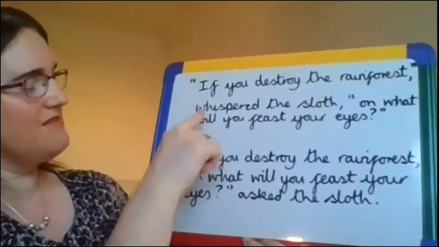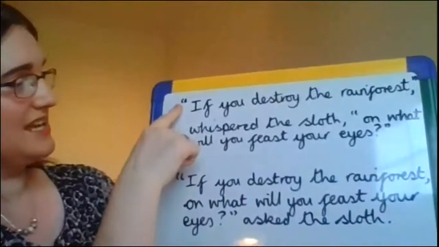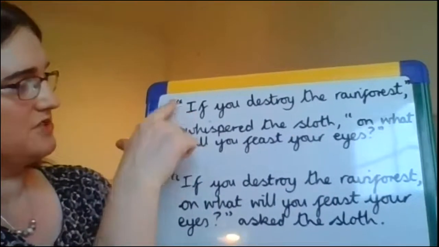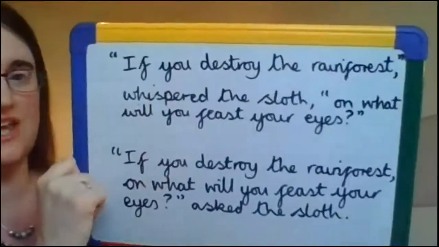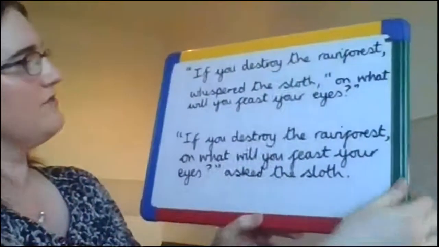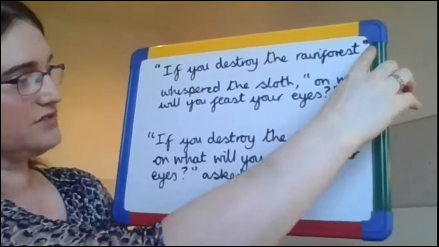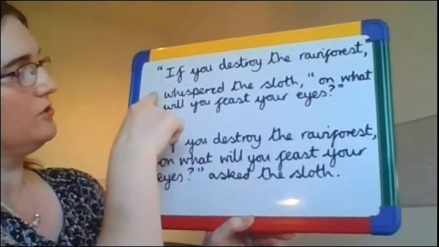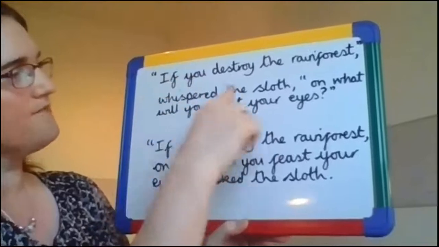Then here is our reported clause in the middle of the speech. So again, we've got our 66, we've got our capital letter. So you give your 66 a tick, you can give your capital letter a tick if you've got it, or make sure you've got it in there if you haven't. Okay, and we've got "If you destroy the rainforest," comma, and our 99 speech marks. Then we have got our reported clause, whispered the sloth. You can have whichever word for said you chose here.